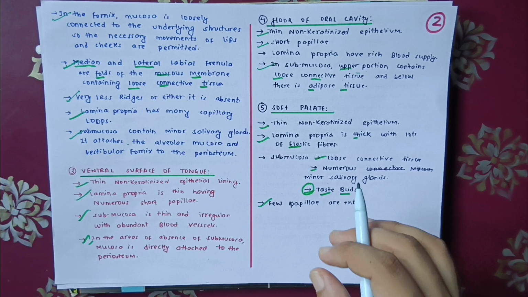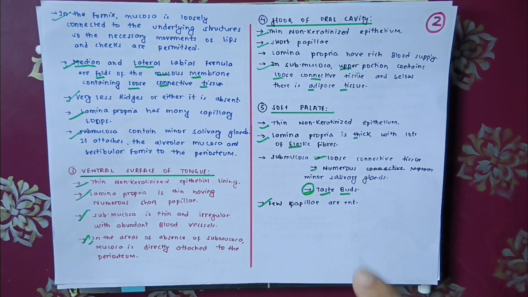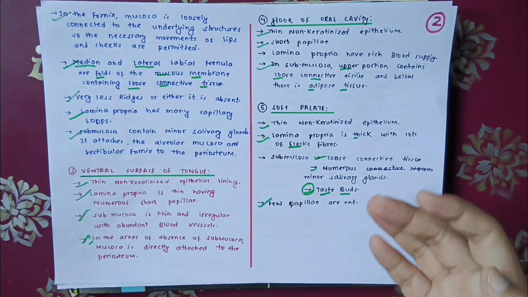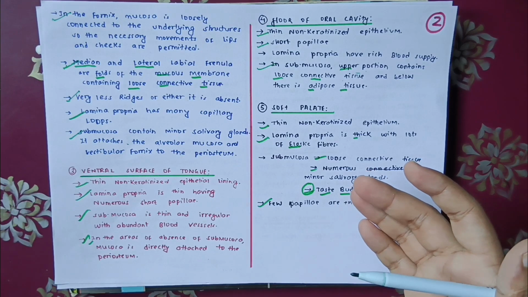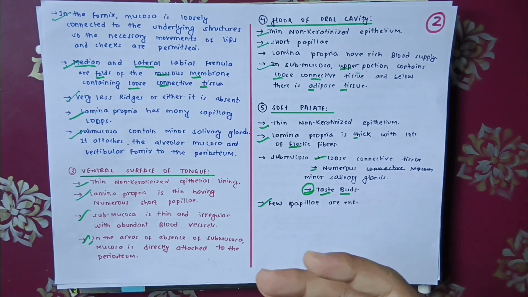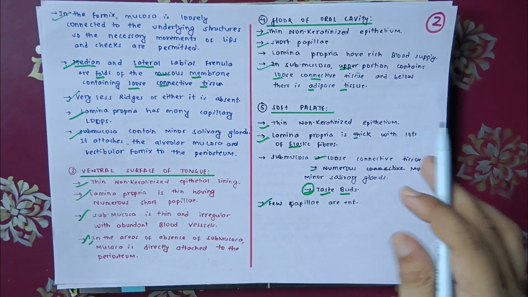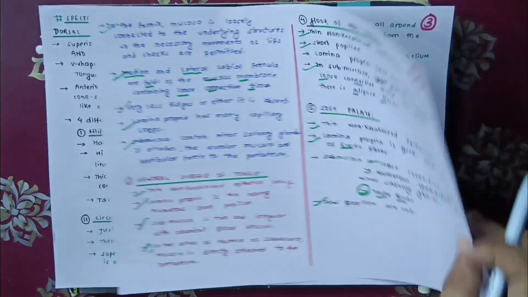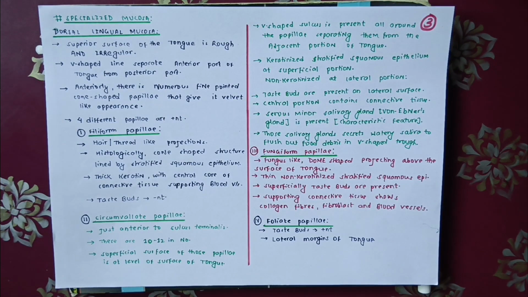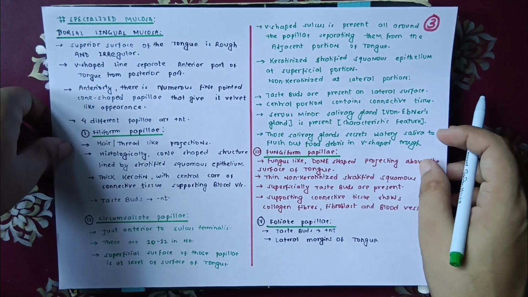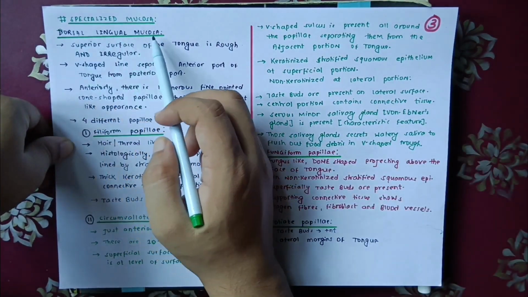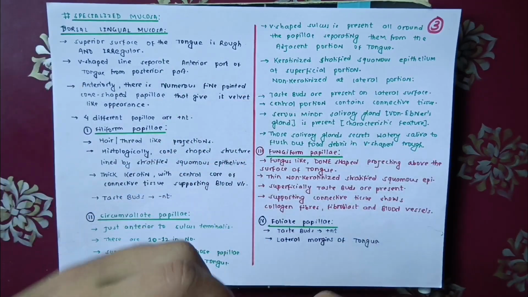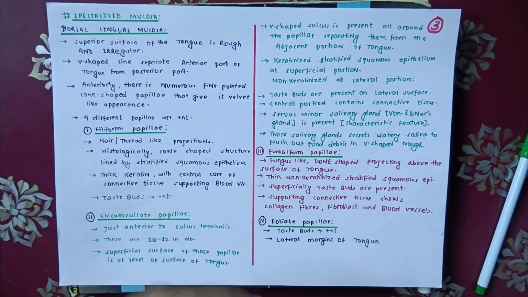So we just have to remember 2 to 3 general points, and we can add all those points in all those portions of the oral mucosa. It is very easy to understand. After this, now we will study the specialized mucosa, and in the specialized mucosa we can see the dorsal lingual mucosa. But first of all, I will show you the picture, then it will be good.